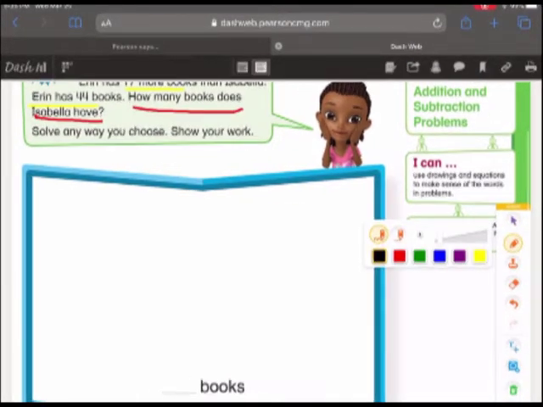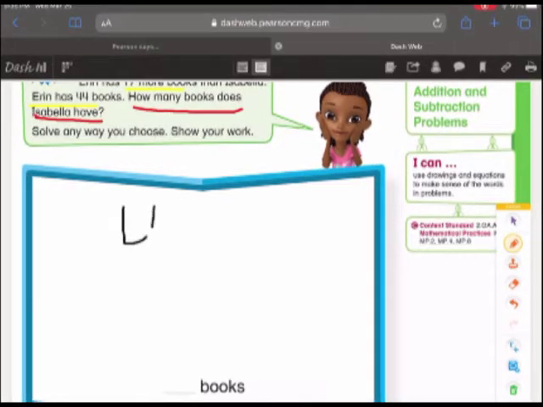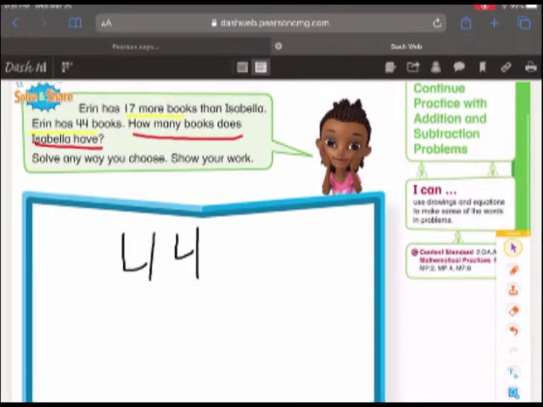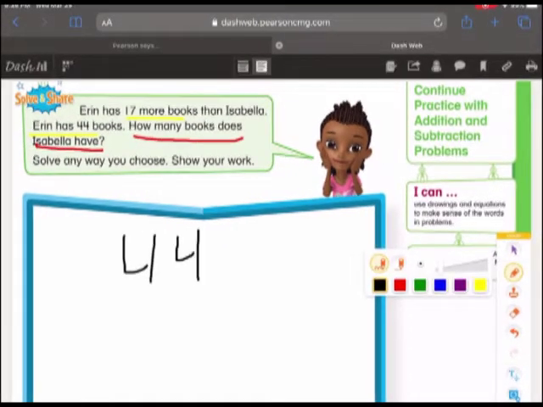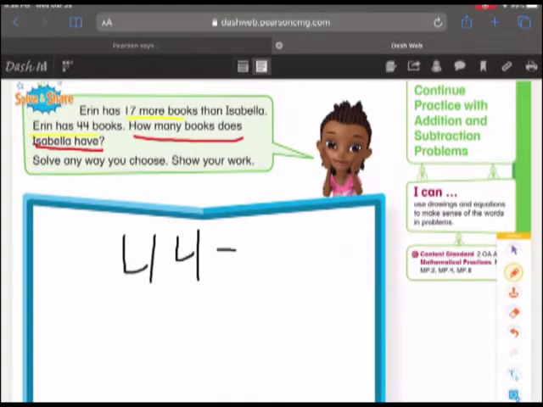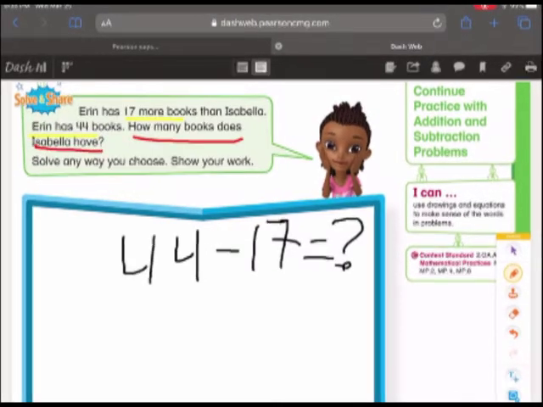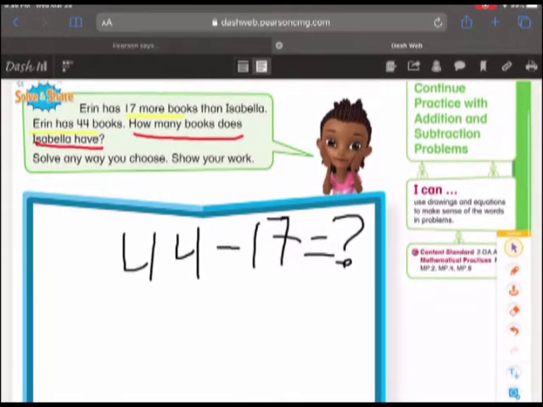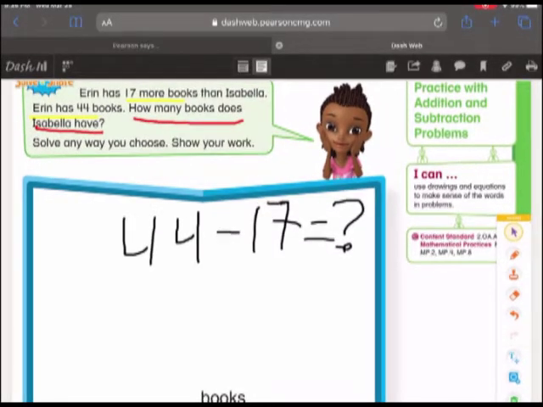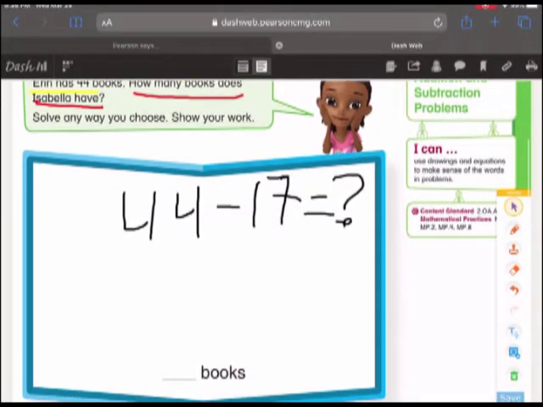Alright, here's what my equation would look like. We have the 44 books that Aaron has, and we know that he has 17 more books than Isabella. So I would take away 17, and that'll give me the amount of books Isabella has. I'll draw a question mark in place of the number, because we don't know how many Isabella has. Go ahead and solve and share, and then let's go on to guided practice.